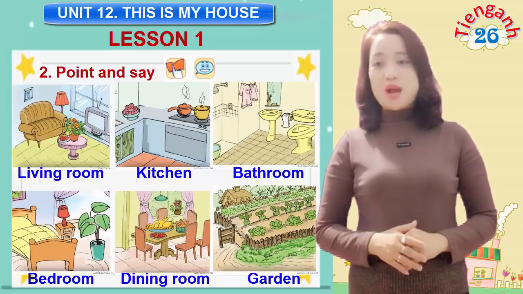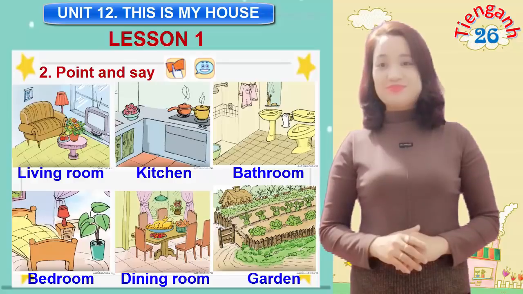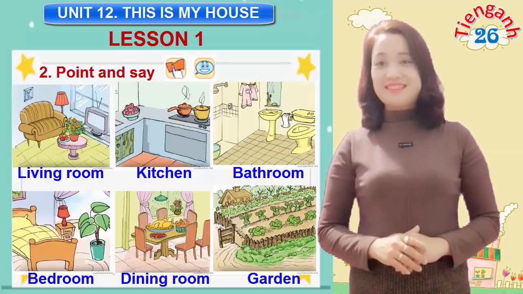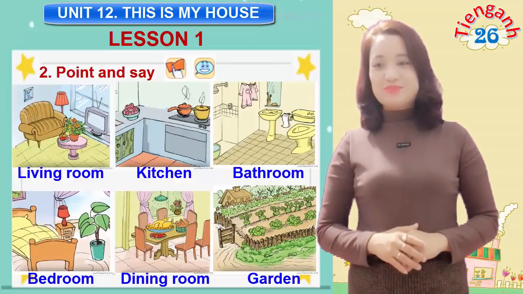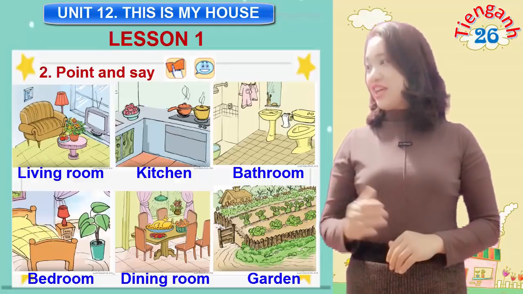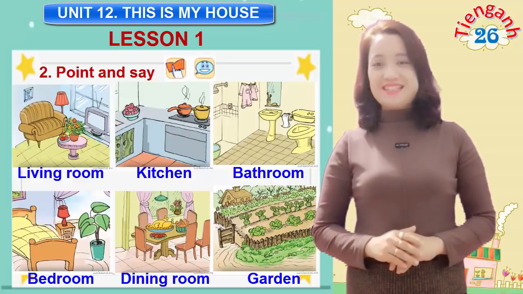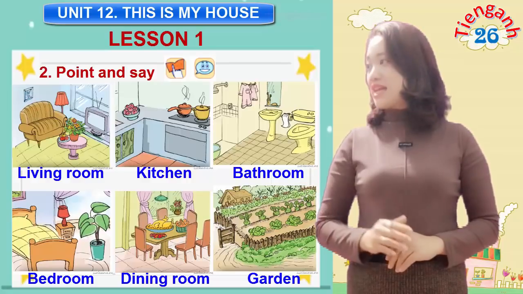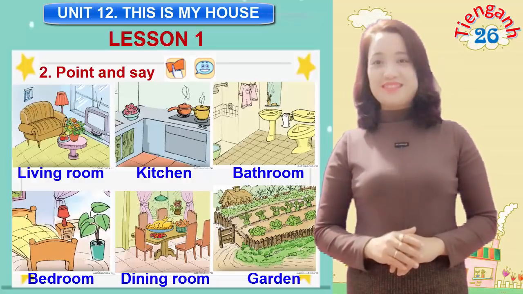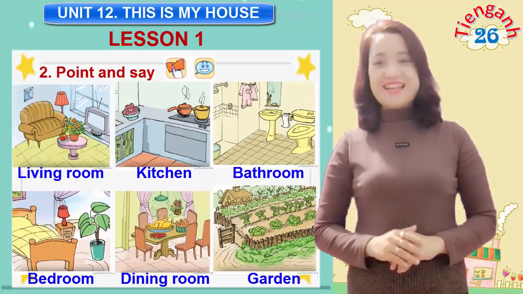Now, picture one. There's a living room. It's very nice. Yes, it's very nice. Very good. B. There's a kitchen. It's very nice. Yes, it's very nice. Very good. C. There's a bathroom. It's very nice. Yes, it's very nice. Very good.